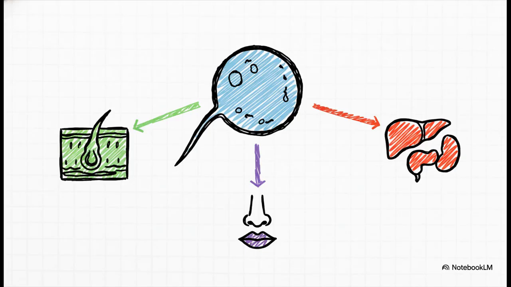Now, here's something that's absolutely crucial to grasp from a clinical standpoint. Leishmaniasis isn't just one single disease. Not at all. It's really a spectrum of different syndromes. We generally break it down into three main forms, and which one a patient gets really depends on two things: the exact species of Leishmania they're infected with, and of course their own immune response.